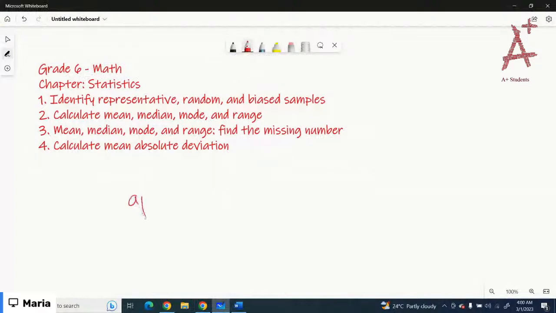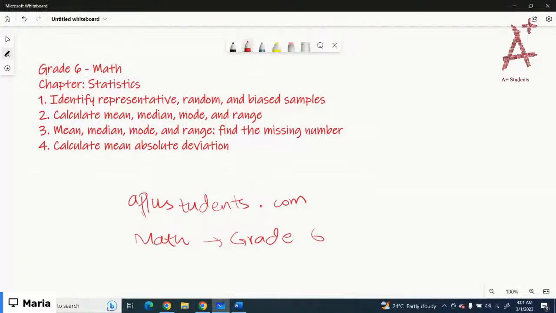So you can find all the lessons on aplusstudents.com. You have to log in there using your email address, and the password is provided by the administrator. Then you have to select math from the subject tab. Scroll down to grade 6 maths and then click on view all lessons. There you can find a list of the chapters.